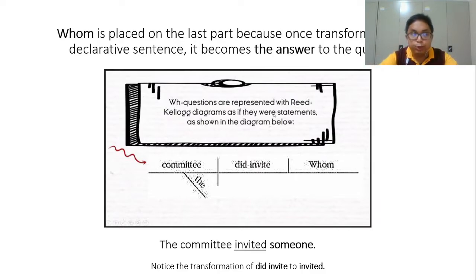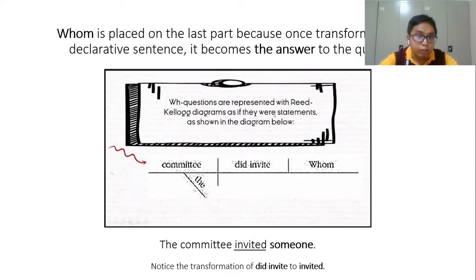You're always going to form the Reed-Kellogg diagram as if you have already structured the declarative sentence. And because your question, whom did the committee invite, is only the question, you will not have the correct structure of the Reed-Kellogg diagram. Thus, you need to follow first and make the declarative sentence. So from the question, whom did the committee invite, you will have the sentence, the committee invited someone. And that is how you're going to arrange your Reed-Kellogg diagram, which is why it was mentioned here.